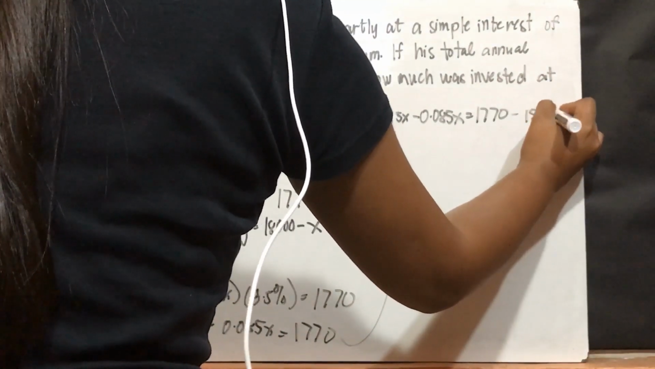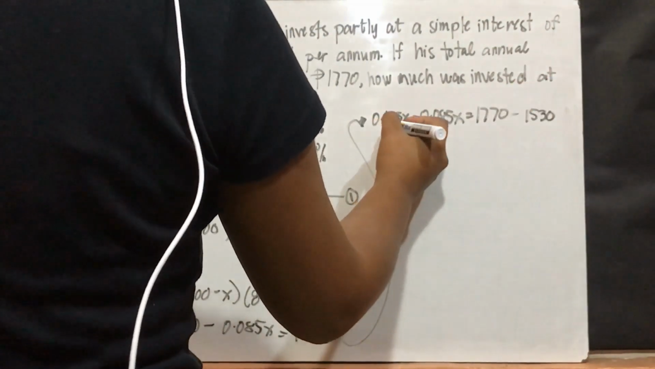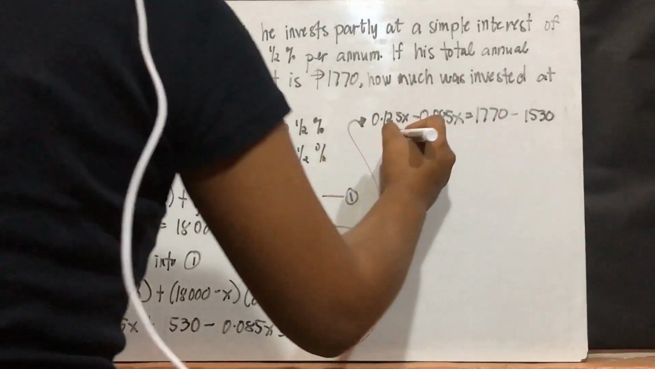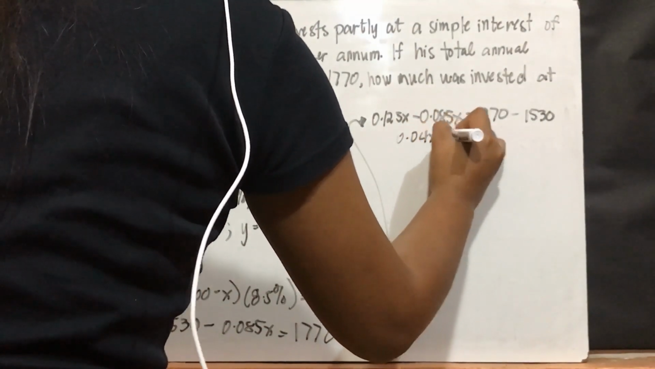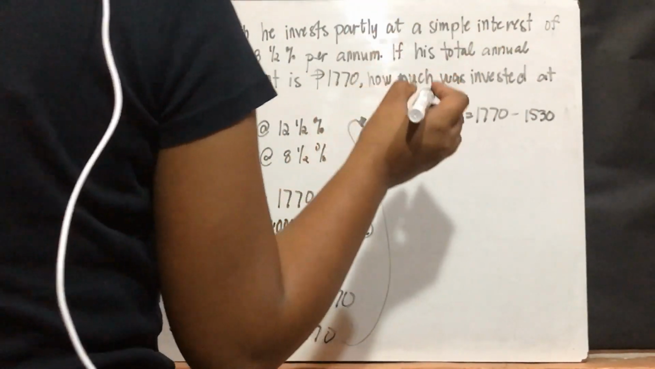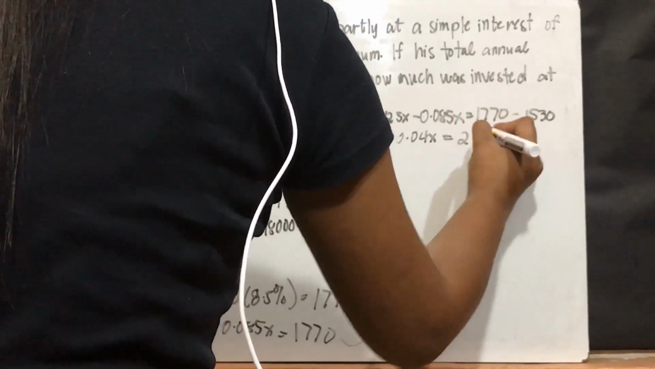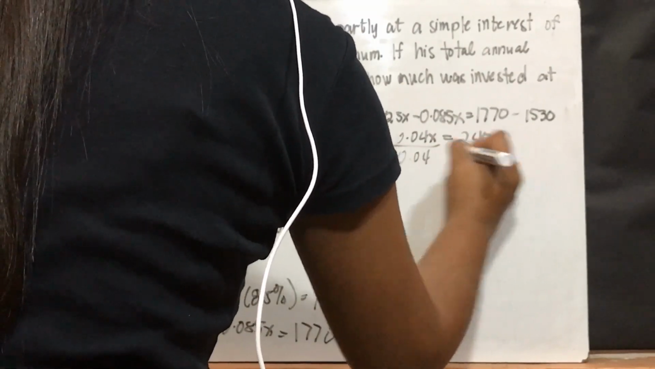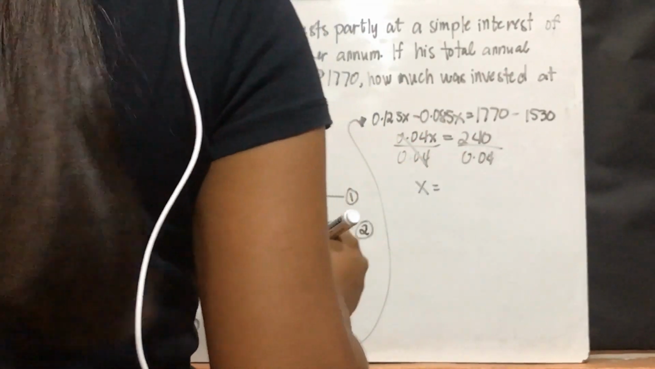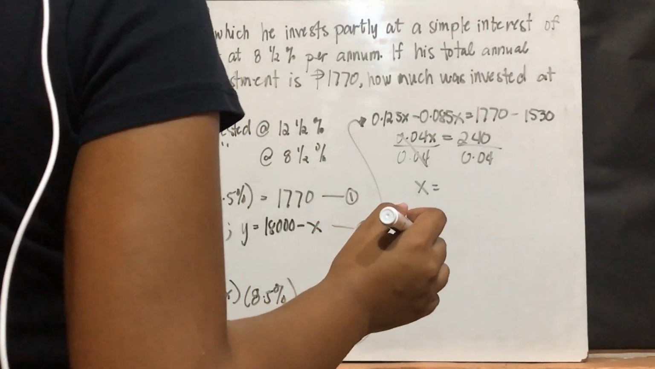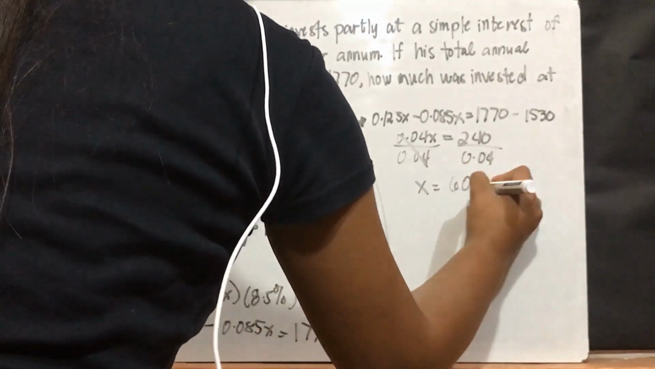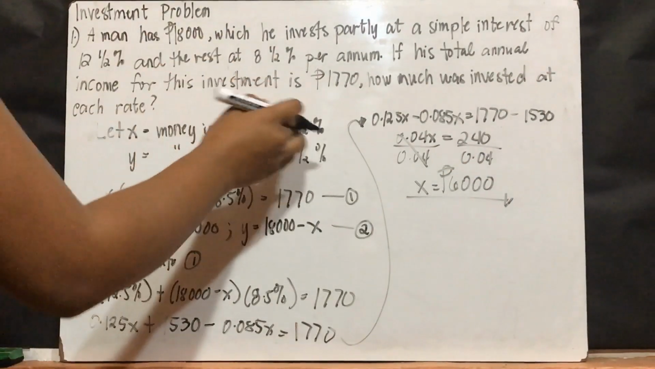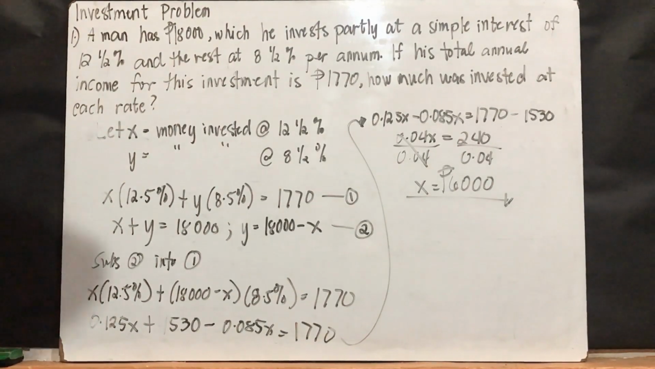Minus 1,530. So, 0.125x minus 0.085x is equal to 0.04x. And then 1,770 minus 1,530 is equal to 240. And then dividing both sides by 0.04 to get the value of x. X is equal to 240 divided by 0.04, that is equal to 6,000 pesos. So, yung amount ng money na na-invest niya for 12.5% per annum is 6,000 pesos.